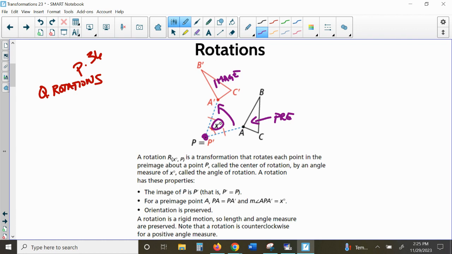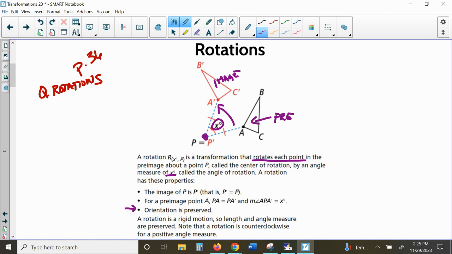It says a rotation is a transformation that rotates each point. So we know we're going to rotate each point in the pre-image about a point P, which is called the center of rotation. And it's going to give you the measure in degrees of how far to go. And most of the time, it'll tell you the direction to go also, whether you're going to go clockwise or counterclockwise. Remember, the default is counterclockwise. Okay, and then it gives you some more things.